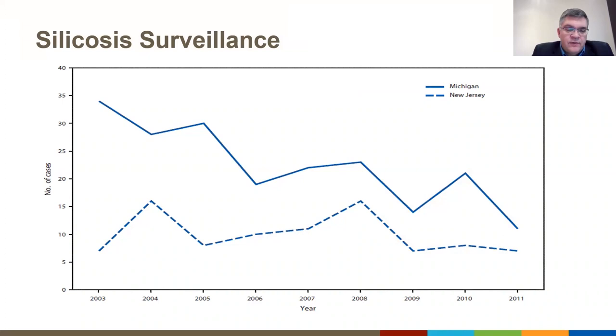NIOSH began state-based surveillance to diagnose and track silicosis going all the way back to 1987. NIOSH provided technical support and subject matter expertise to NIOSH-funded state-level silicosis programs. Through these state partnerships, New Jersey discovered that silicosis was occurring among heavy and highway construction workers and identified a number of high exposure tasks. Both New Jersey and Michigan track hospital and emergency department discharges to identify and track silicosis cases. From 2003 to 2011, both states identified and confirmed 292 cases of silicosis in that population. Next slide.